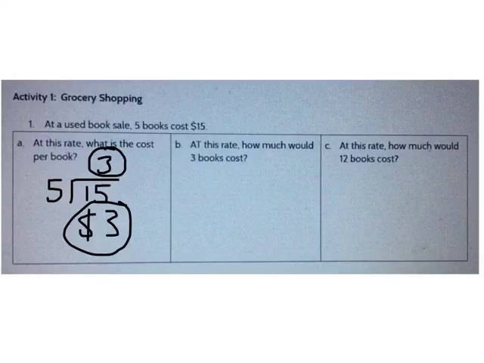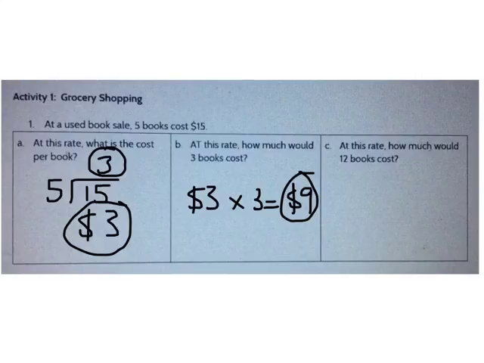So each book costs $3. If I know each book costs $3, I can find the price of any amount of books. How much would 3 books cost? I can multiply the price, $3, times the number of books, 3. So what's the cost of 3 books? It's $9. At this rate, how much would 12 books cost? I can multiply the cost, $3, times the number of books, 12. What would be the cost of 12 books? It would be $36.